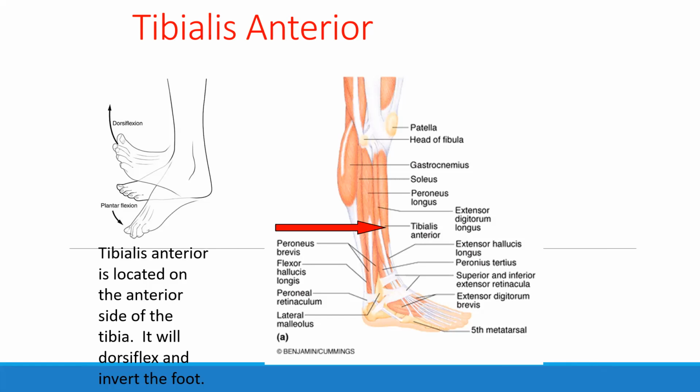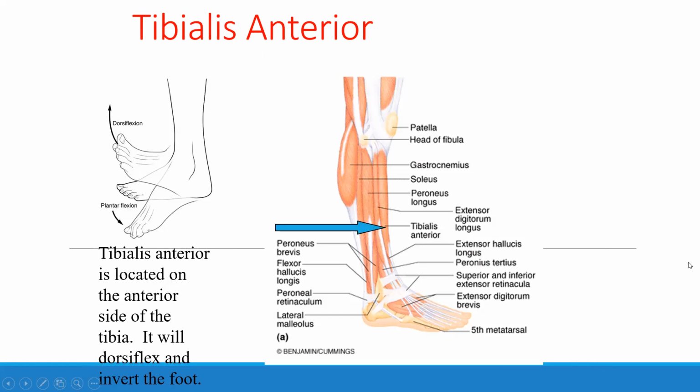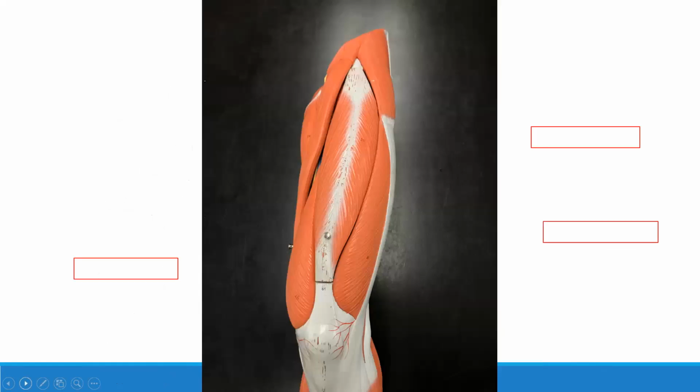But the tibialis anterior is the muscle that raises the front of the foot. The Achilles tendon, which we're going to see here shortly, raises the heel and lowers the front of the foot. So when the toes go up, the heel goes down. When the heel goes up, the toes go down. So the tibialis anterior is going to raise the toes for us. That is its action. It dorsiflexes and inverts the foot.